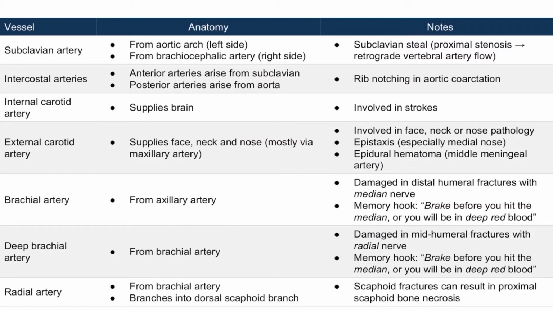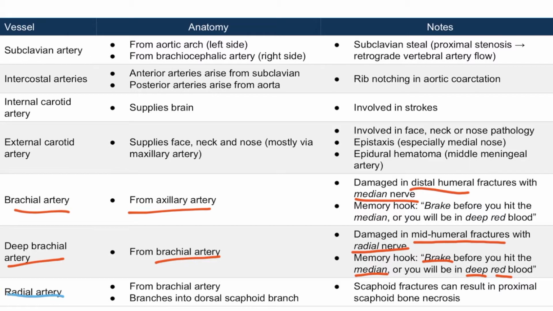Going back to our table, just remember that the brachial artery comes from the axillary artery, and it can be damaged with distal humeral fractures, and with it, the median nerve can be damaged. And the deep brachial artery branches from the brachial artery, and it can be damaged with mid-humeral fractures along with the radial nerve. And the memory hook is break before you hit the median, or you will be in deep red blood. The last point we need to discuss is the radial artery.